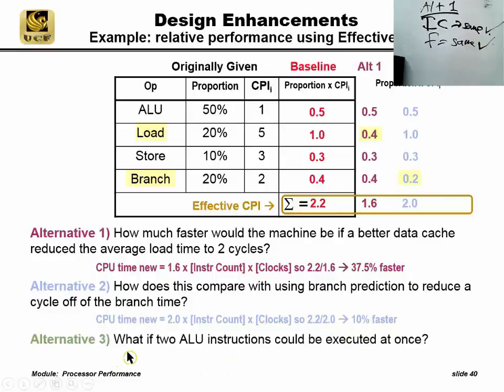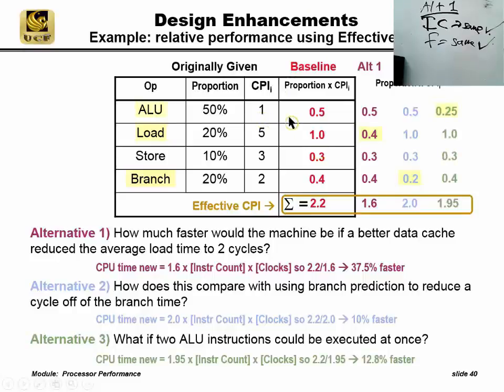Alternative 3. This is where it starts to get interesting, leading us up to using multiple cores and multiple execution units. Suppose I have 2 ALUs rather than 1, and I can execute at least 2 instructions of arithmetic logic type per unit time. So what does that do? It reduces the effective clocks from 1 down to 1/2.